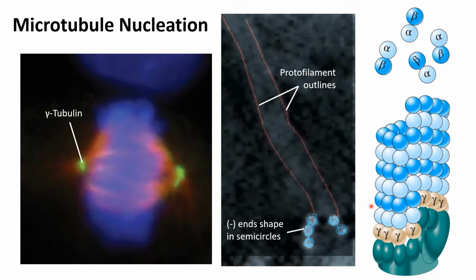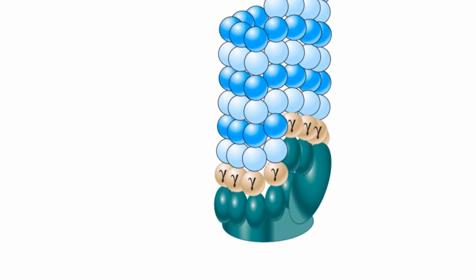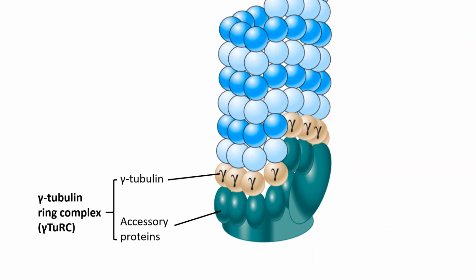So the nucleation starts, of course, here at the bottom, where the gamma tubulin are found. First, there's a protein that's holding the gamma tubulins. And this complex is known as the gamma tubulin ring complex, or the gamma TuRC. So when the microtubule is to nucleate or to form, it's the alpha tubulin side of the dimer, the monomer, that's going to stick to the gamma tubulin that we see here.